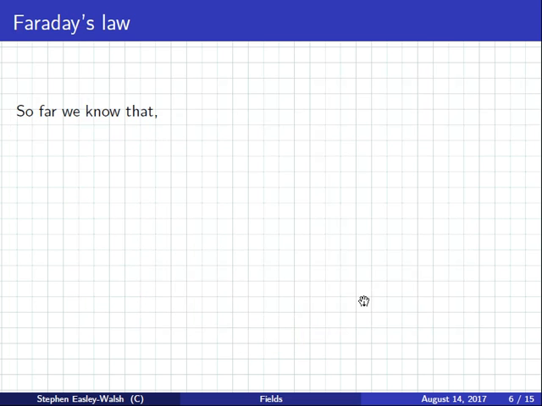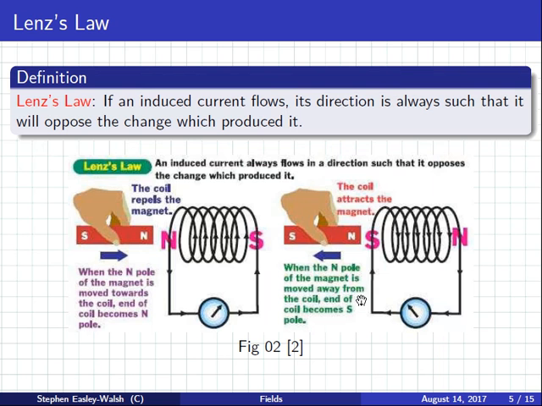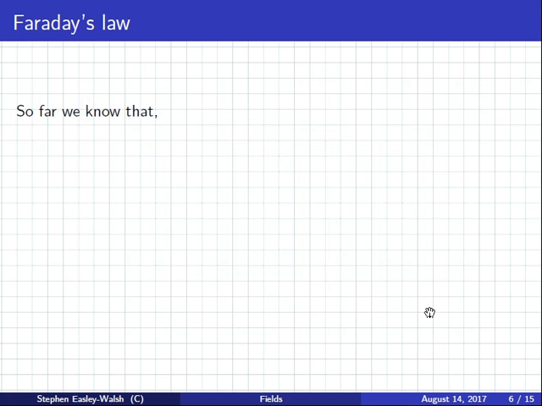Continue. So, we know a moving magnetic field will cause a current to flow in a conductor, and we know the direction of the current is to oppose the field. But we do not know how to calculate the voltage. So we know the direction of the voltage in the last picture. We know which way the current will flow. But what we don't know is how much current we will get.